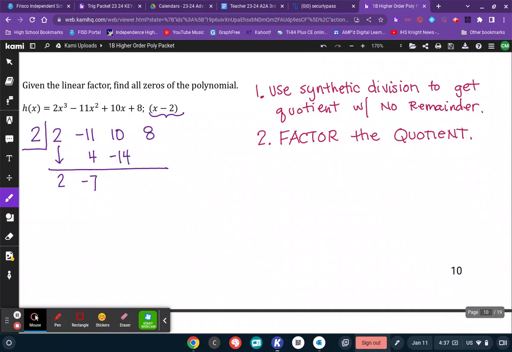Multiply and add. Multiply, add, and I should end up with 0 remainder. Okay, write out your quotient.